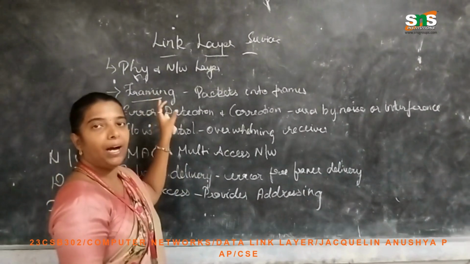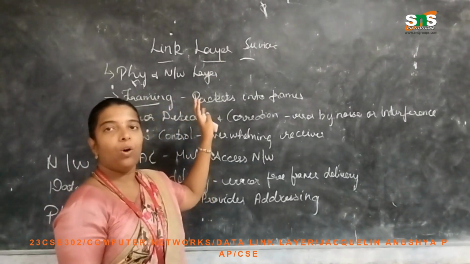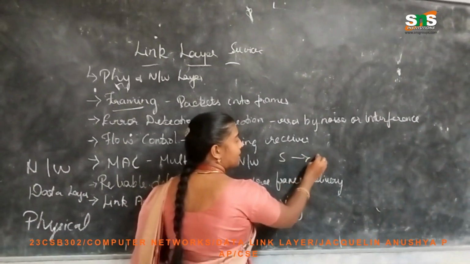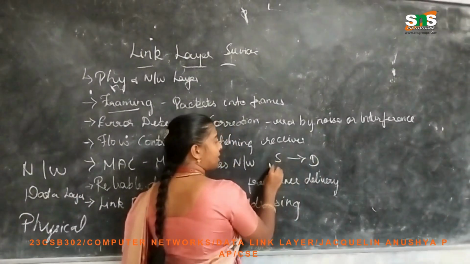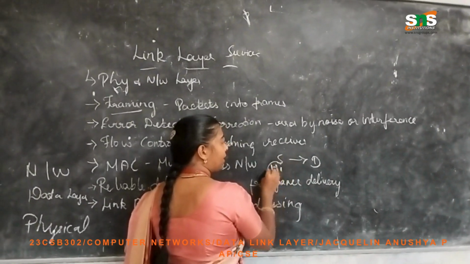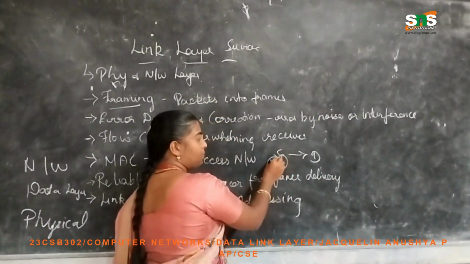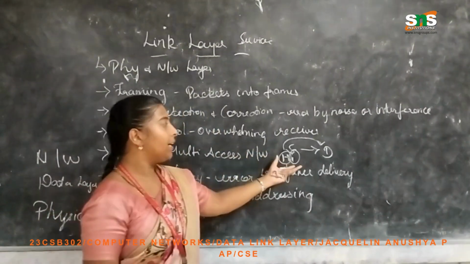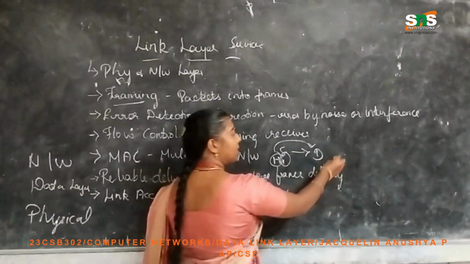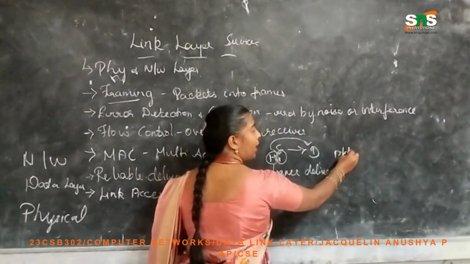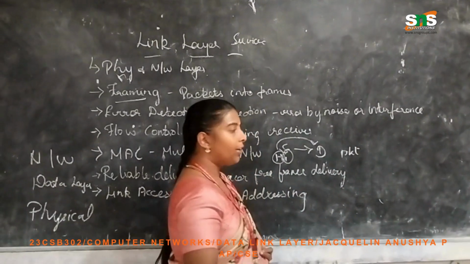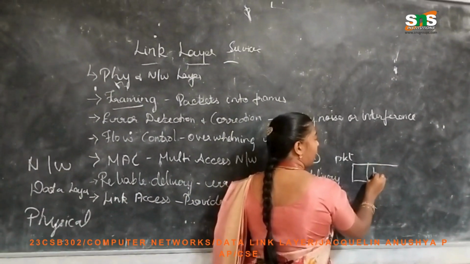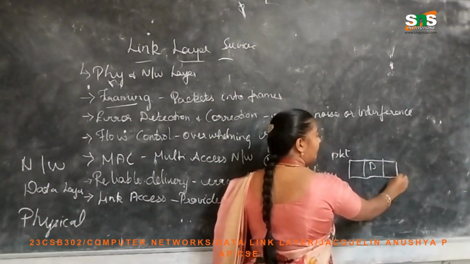This framing part plays an important role. Why? Because when we are sending a message from source to destination, this message of hi will be converted into packets. When these packets are transferred to the destination, they will not be directly sent as packets, but will form into a frame, where you will have a header, a payload, and an end.